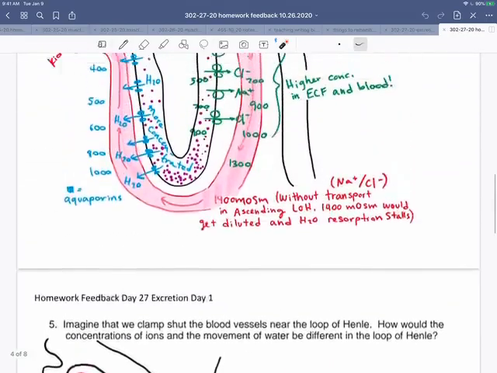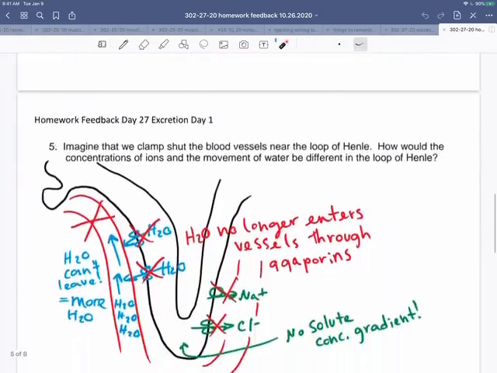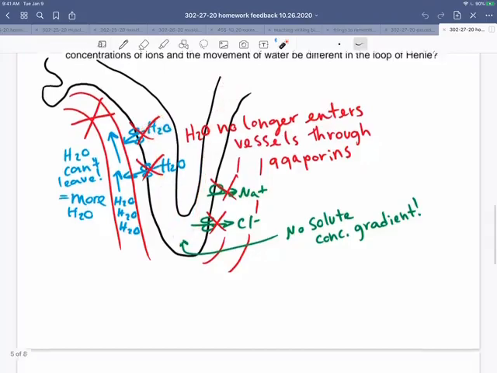What would happen if we clamped this blood vessel here so that blood couldn't flow? Well, we no longer have the sodium and chloride picked up here, and we no longer have high concentrations here to pick up the water, and so even though the aquaporins are here, water will not leave, and we'll have a lot more water going through the kidney and remaining in the urine.